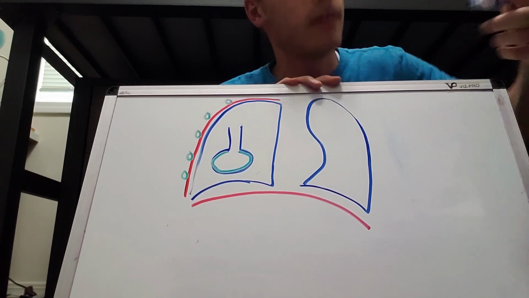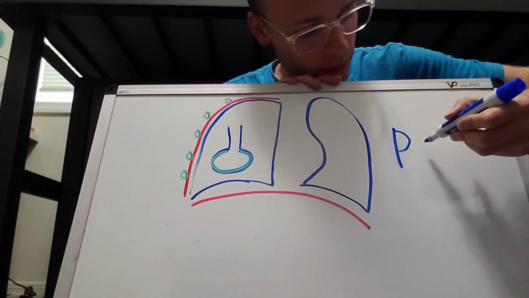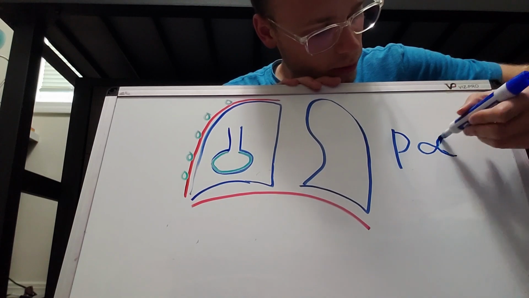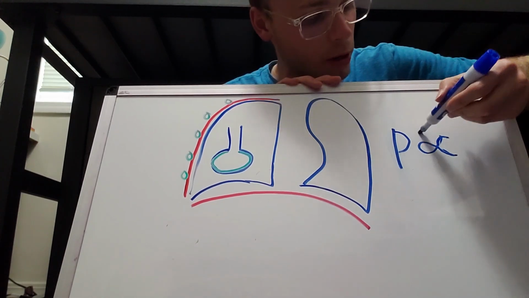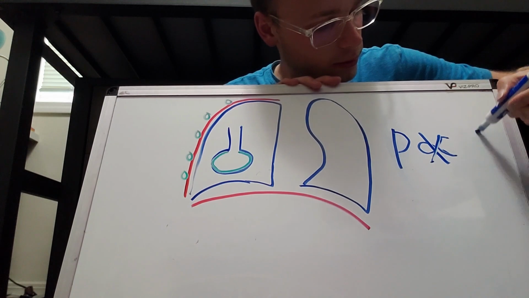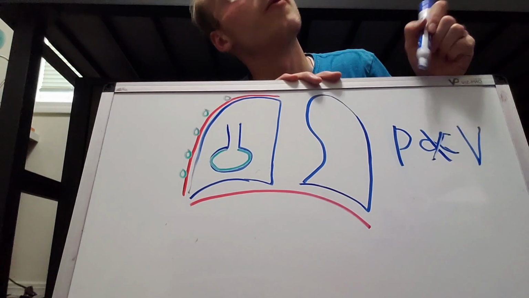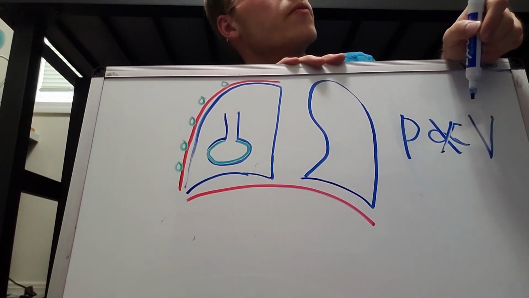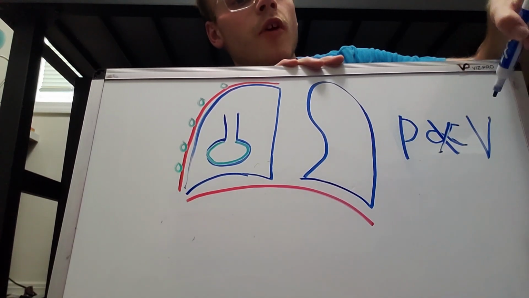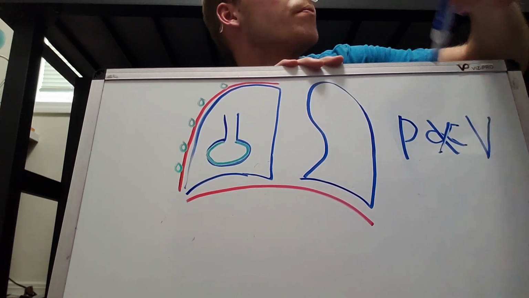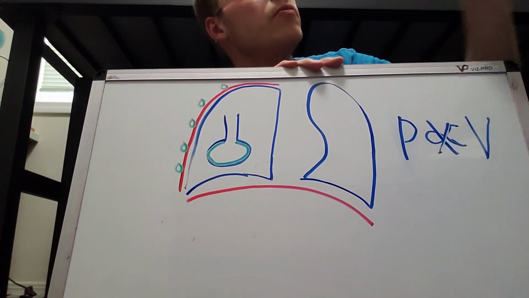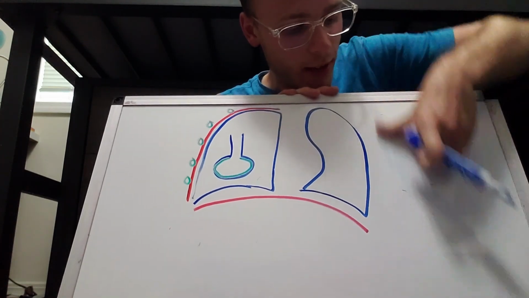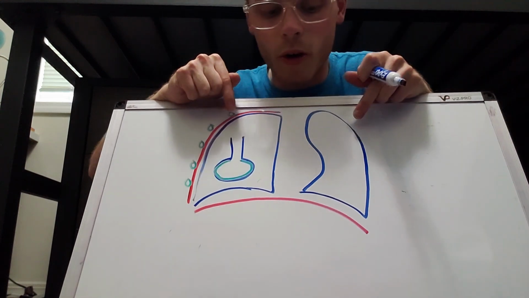Basically, pressure, this is the sign for proportional, and I'm going to draw an X. What that means is pressure is inversely related to volume. So as pressure goes up, volume will go down. Or as volume goes up, pressure will go down. Cool? Great. So, I'm going to erase that. Understanding that principle is really important for the lungs.